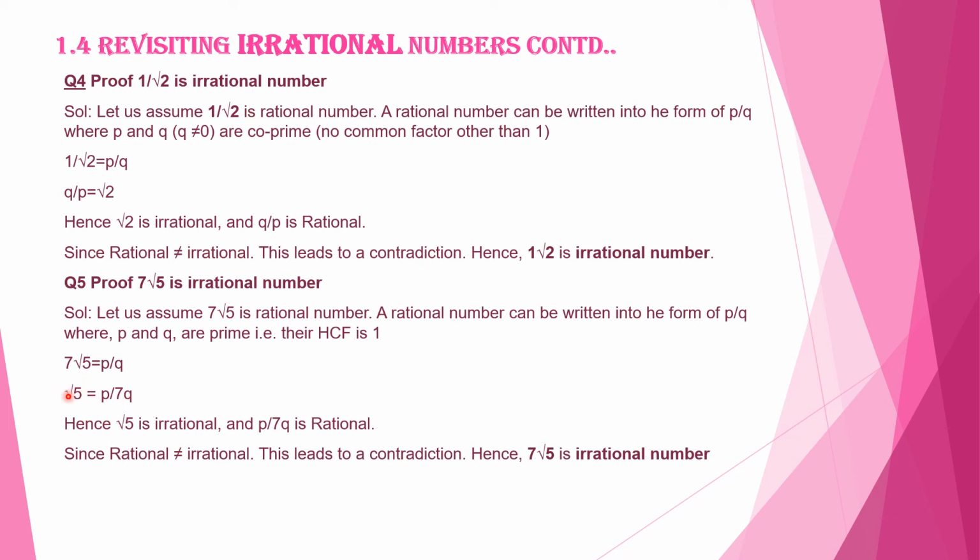And we already know that root 5 is an irrational number, and the right hand side is a rational number. So definitely, in this case also, they are not the same. This leads to a contradiction, and we can say 7 root 5 is an irrational number. Let's move to another slide.